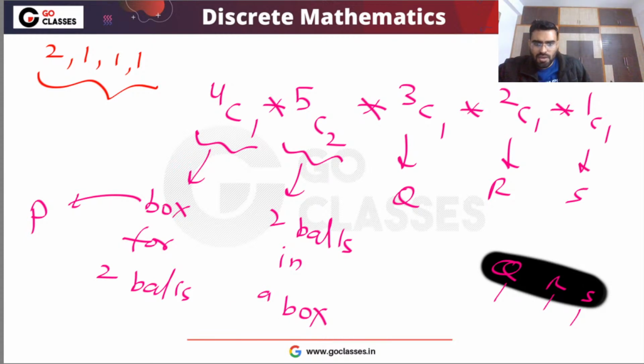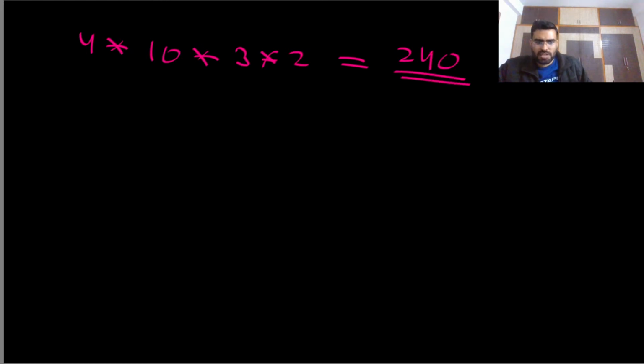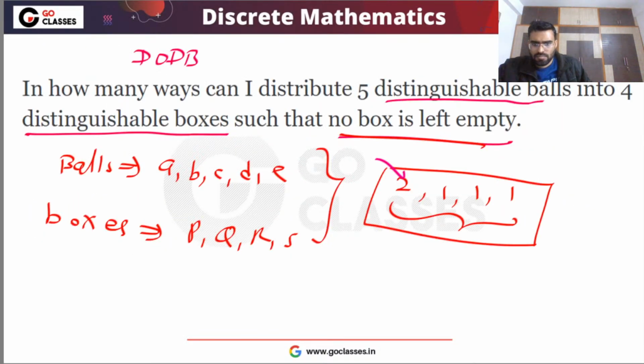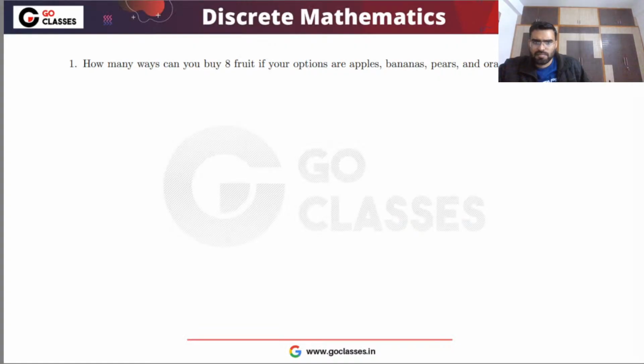So the final answer will be 4C1, I can say. So here the answer will be 4 multiplied by 5C2, which is 10, multiplied by 3 into 2. So 240 is the answer for this question. Okay, so this is the answer, 240. I hope this is clear. Like this you can do. So these questions you can just try.